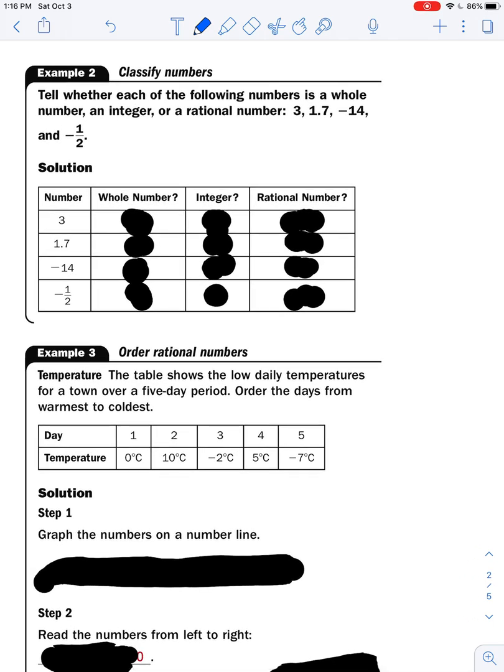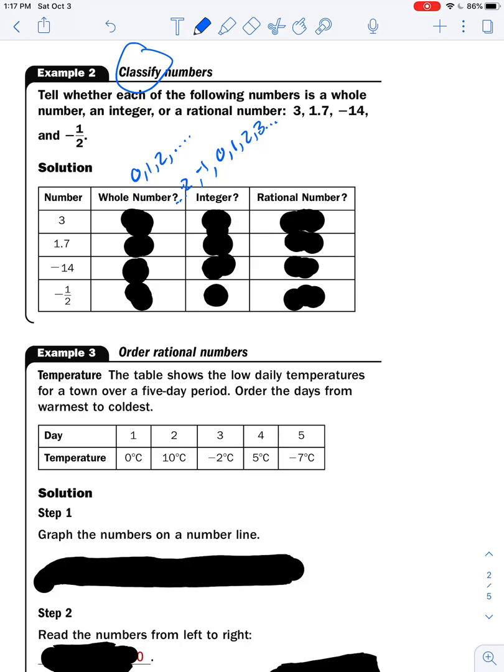Alrighty, so now we're going to classify numbers. Classify means we're going to decide, are they whole numbers, are they integers, are they rational, or not? And we have to think about what that means. So keeping in mind that whole numbers is like 0, 1, 2, 3, and so on. Integers is also 0, 1, 2, 3. So some numbers will qualify as both, but this also can go the other direction in negatives.